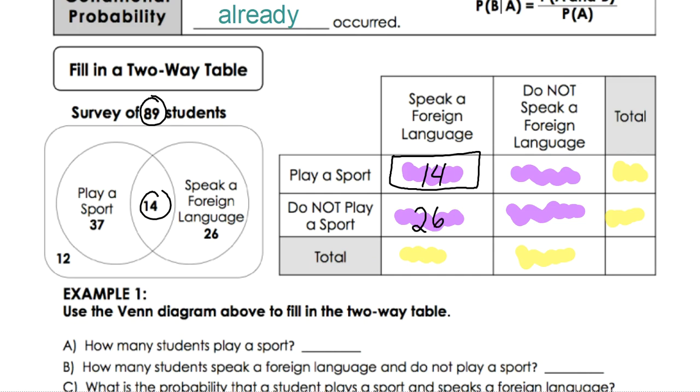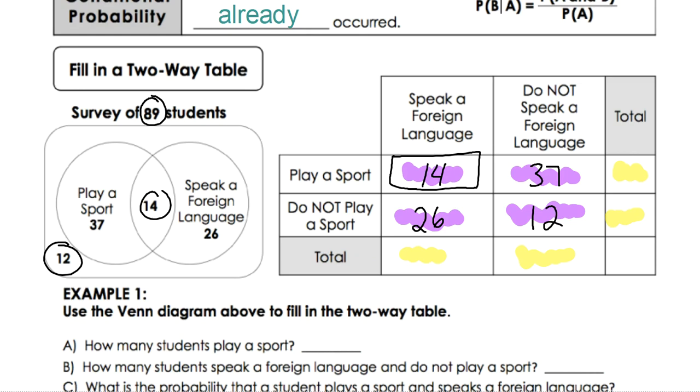In the right-hand column, we're looking at students who do not speak a foreign language. In the top box, they don't speak a foreign language, but they do play a sport. That would be the 37 on the left side of our Venn diagram. And right below that are the students that don't do either. They don't play a sport and they don't speak a foreign language, so they're not within the bubbles of the Venn diagram, and that is the 12 that are outside it. So we use the Venn diagram, our data points, to put people into the joint frequencies.